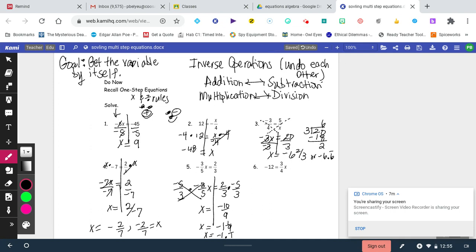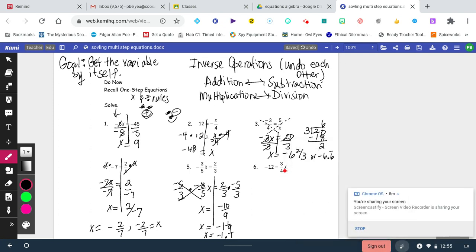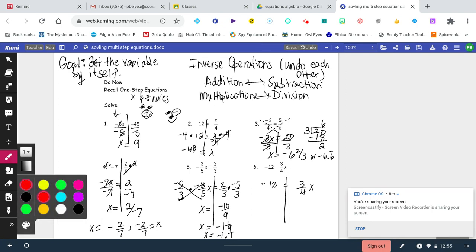Okay, let's take a look at number 6. If you look at number 6, again, there is a fraction attached to the variable. Here's the variable, and there's a fraction attached to it. So again, I'm going to multiply by the reciprocal. I'm going to write this so I can have some room to multiply by the reciprocal. But what is the reciprocal of 3/4? Well, that would be 4 over 3. So I'm going to multiply both sides by 4 over 3.